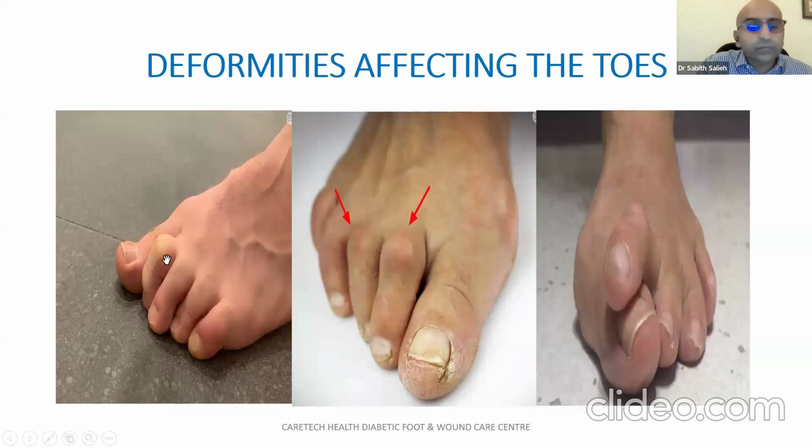What is this? Does anyone like to comment on the image on your left or to my left and the image in the middle?